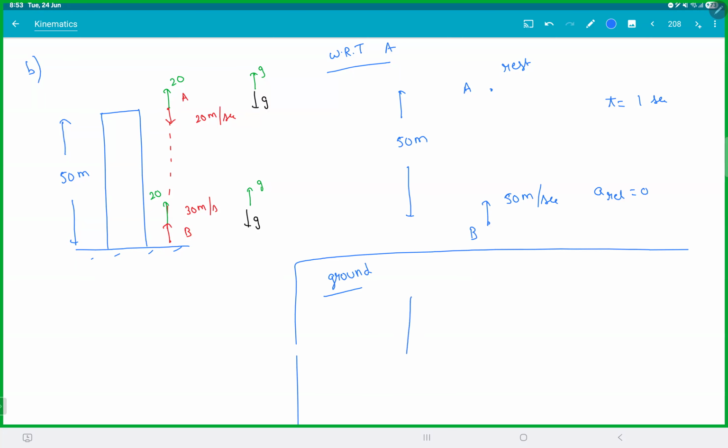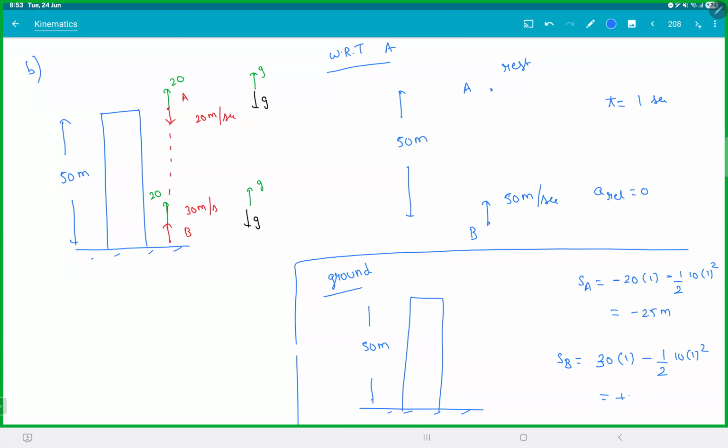Now if you go back to the ground frame, in 1 second, how much will A travel? Remember, A is going down, so minus 20 into 1 second, minus half G into 1 square, that is minus 25 meters. If you do the displacement for B, B is going up, so U is positive. Remember, up positive, down negative. Keep the convention simple. 30 into 1 minus half G into 1 square. This is plus 25 meters.